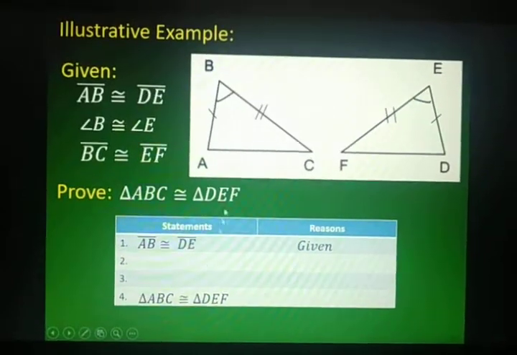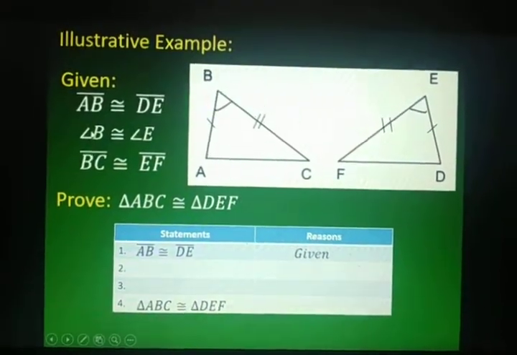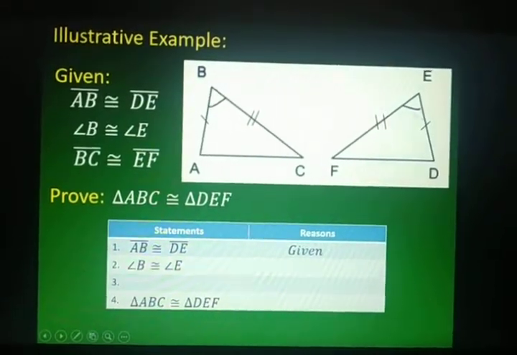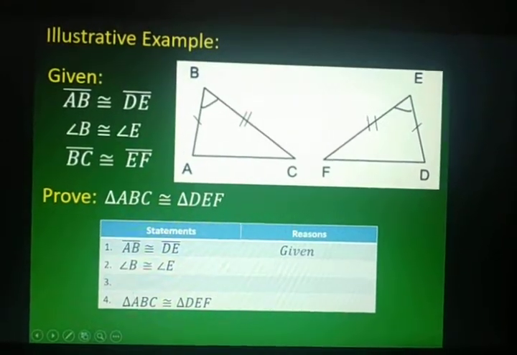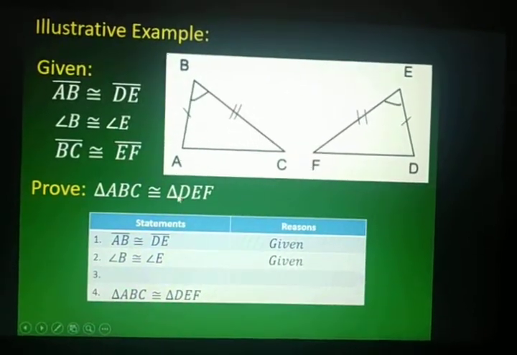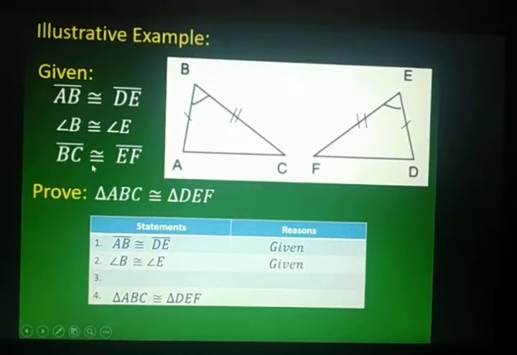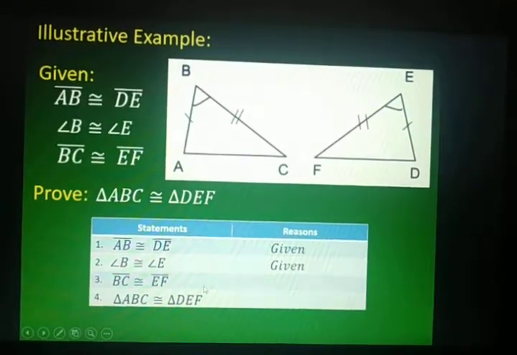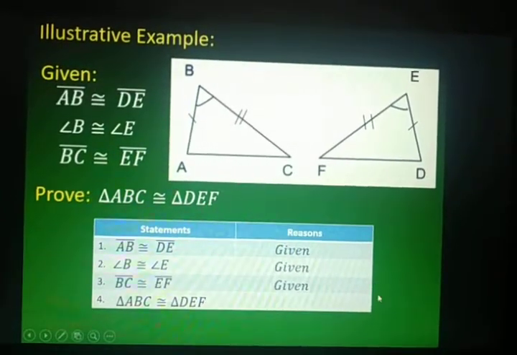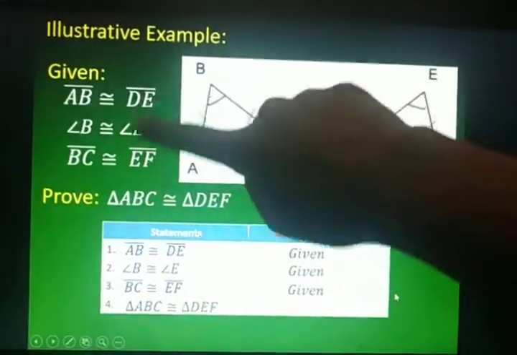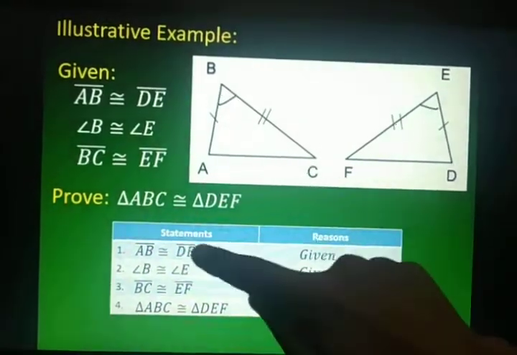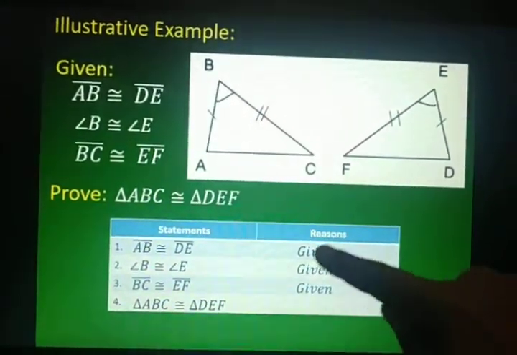Okay, next statement. After the first, I go to the second given: angle B is congruent with angle E. I see it there. And the reason, where did I get angle B and angle E? From the given. So, the reason is given. Next, what other parts are marked? We have line segment BC congruent to line segment EF. Again, the reason is given, because it is already given and already marked. So, based on the marked parts, I put it here, and the reason is given.